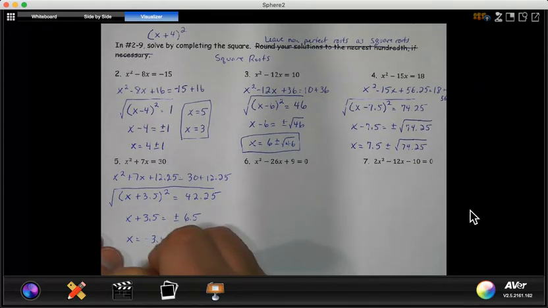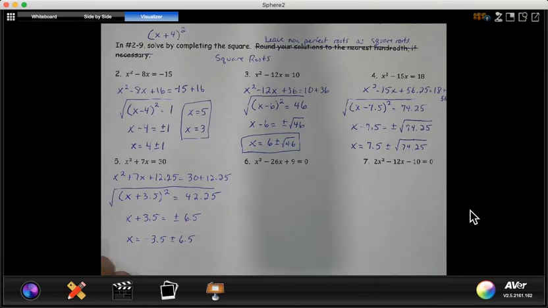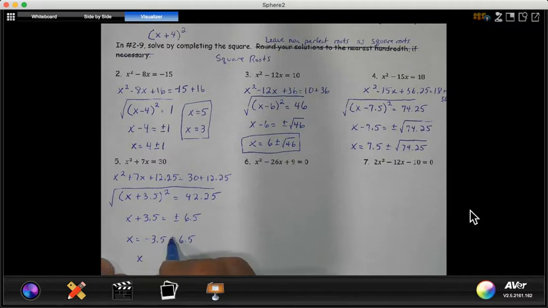So negative 3.5 plus or minus 6.5. Remember, that just means you're taking negative 3.5 and you're adding it to 6.5, and then you're subtracting it to 6.5. So when I add it, I get 3. And then when I subtract it, I get negative 9.5. So a lot of work with complete the square, but it's really cool. Okay. All right.